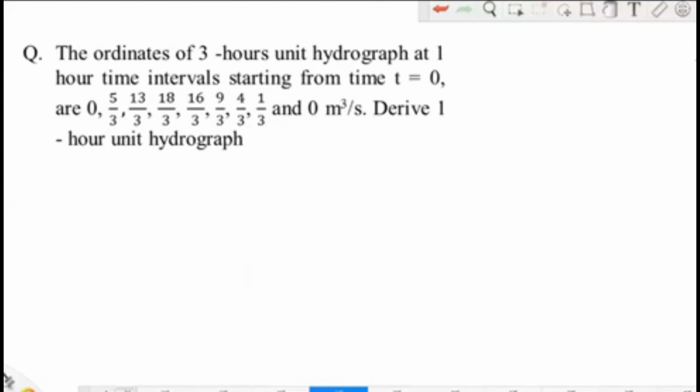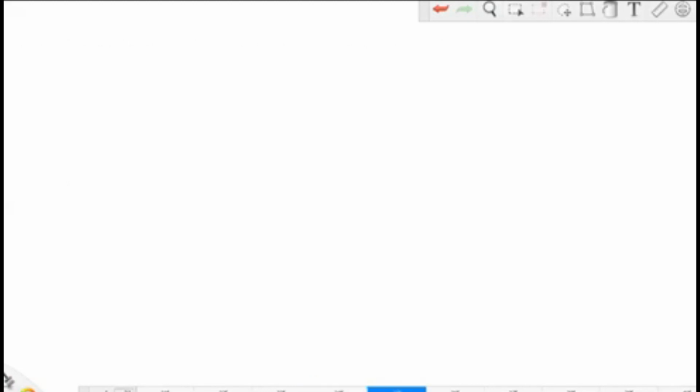So this is a problem related to the S curve method. First, what is given in this question? The ordinates of a 3-hour unit hydrograph at 1 hour time intervals are given. Delta T, the time interval, is 1 hour, starting from time t equal to 0. Values are given: 0, 5 by 3, 13 by 3, 18 by 3, 16 by 3, 9 by 3, 4 by 3, 1 by 3 and 0. Derive the 1 hour unit hydrograph. First, you have to prepare a table.